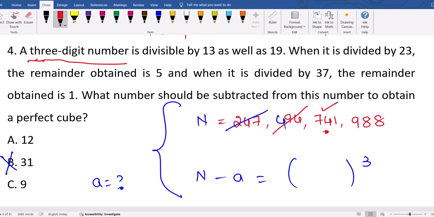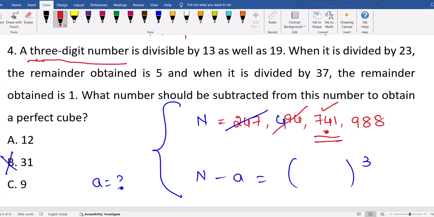741: 23 times 30 is 690. 690 gone means 51 is there. 23 times 2 is 46. 51 minus 46 means 5 remainder. So 37, 37 times 20 is 740. 741 means 1 remainder. Satisfied all conditions. 741 is the number.